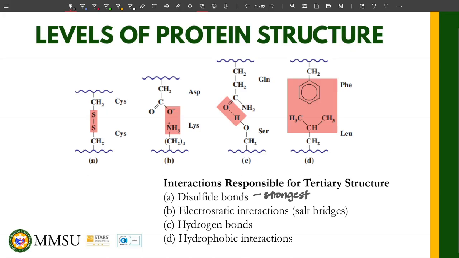And then for electrostatic interactions or also called as the salt bridges. Bakit salt bridges? Kasi it involves an acidic and a basic side chain. Di ba? If you combine an acid and a base, ang mapoproduce mo is a salt. Acidic plus basic R group.